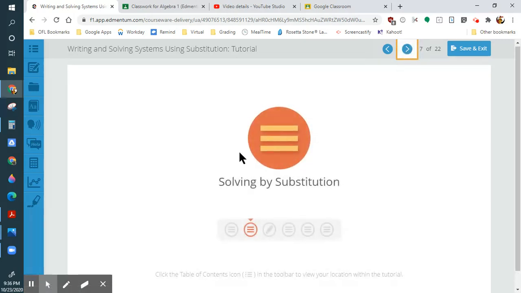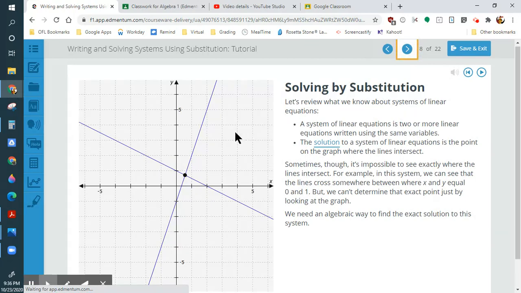Now, let's take a look. So now we're going to solve using substitution. Now we're going to get into it a little bit more. So we know this is one solution because the lines intersect. We learned that from the last time we dealt with systems of equations, that they can intersect 1 time, 0 times, or an infinite number of times.